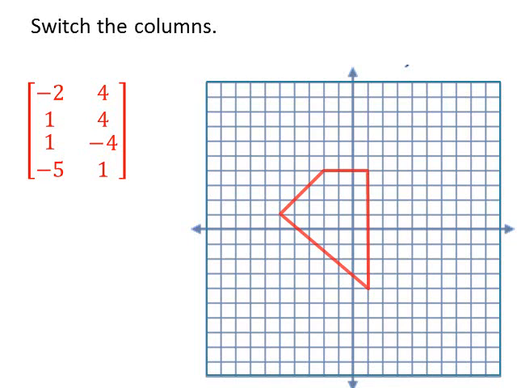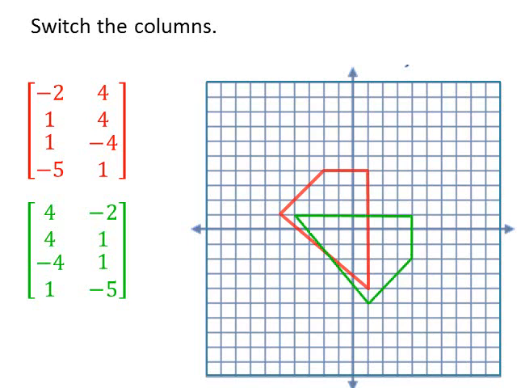Okay, something else that I can do with the matrix is to switch the columns. And so I put the first column second and the second column first. That looks like that. Notice I didn't do any math for all that. All I did was write the second column at the beginning and the first column at the end. Now that shape ends up looking like this, which doesn't look like much. It's clearly not a rotation.